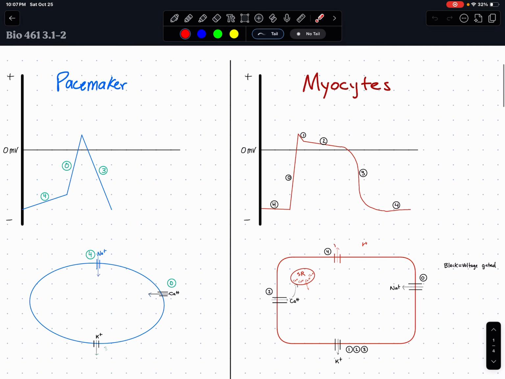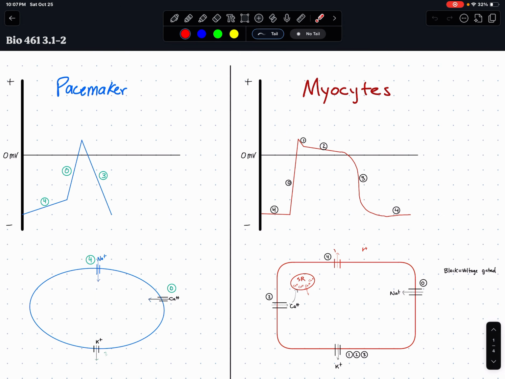Here are some notes. Prolonged action potentials. Can't have continual contractions. External calcium forces.